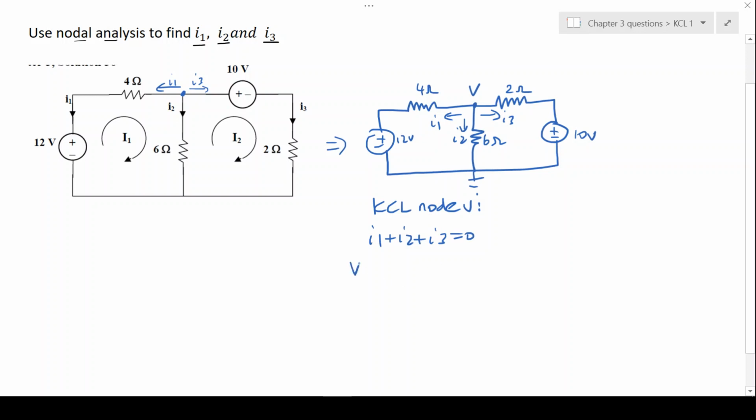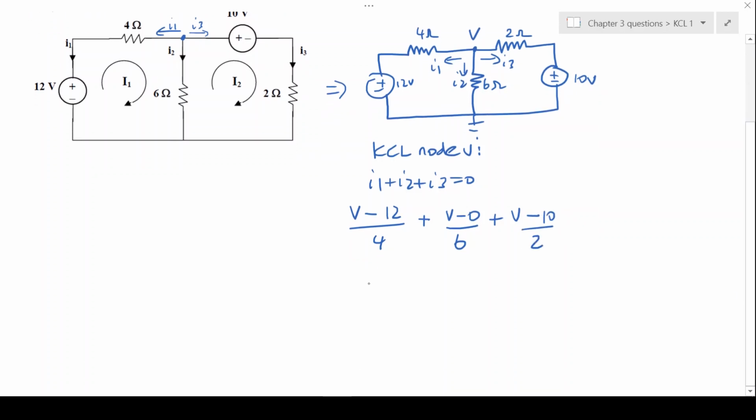In place of I1, we're going to say V minus 12 over 4. In place of I2, we're going to say V minus 0 over 6. And in place of I3, we're going to say V minus 10 over 2. And then we can expand this equation.